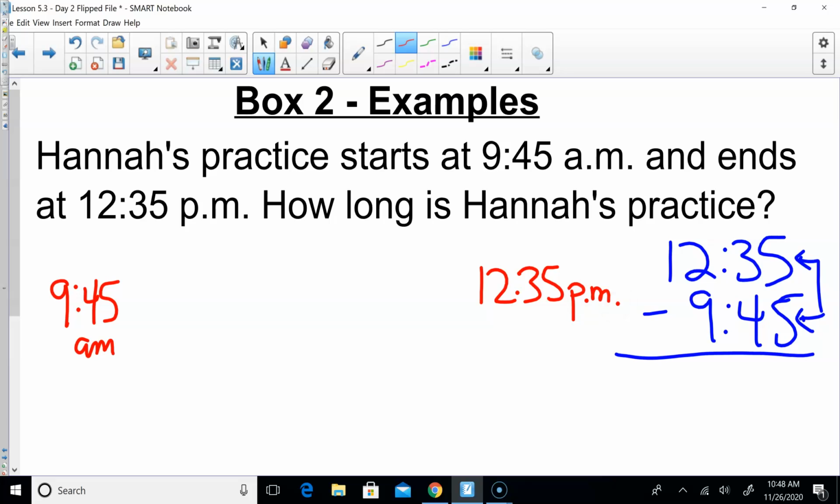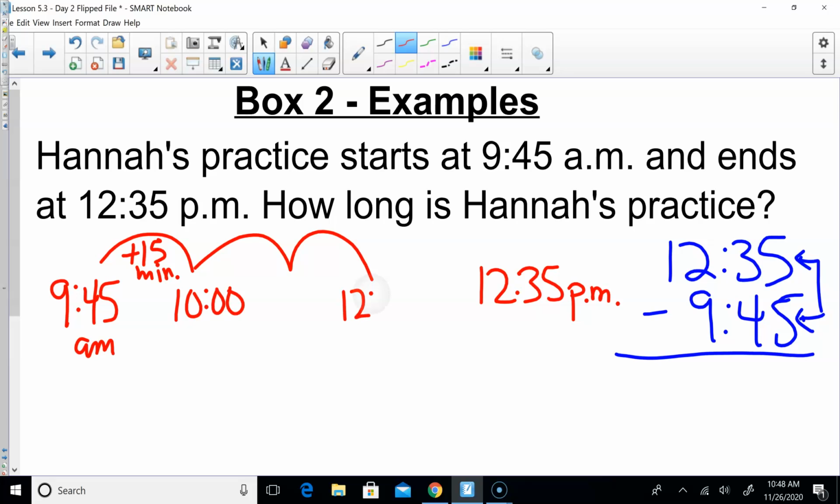All right, so what I'm going to do is I'm going to add 15 minutes plus 15 minutes. Why? Because if I add 15 minutes, I'm now at 10 o'clock. All right, so now I'm going to go to 12 o'clock. So then this would be 11, 12. This would be 12 o'clock.